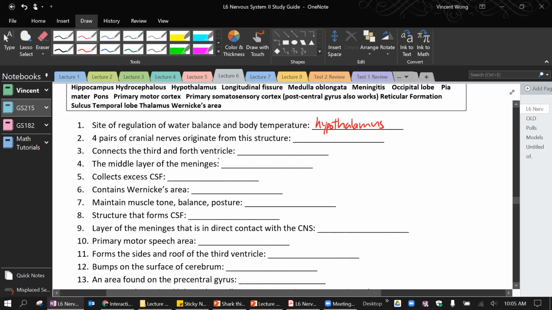4 pairs of cranial nerves originate from this structure. That would be the pons. Pons means bridge. It connects different parts of the brain together through axons. What connects the 3rd and the 4th ventricles together? That is the cerebral aqueduct.